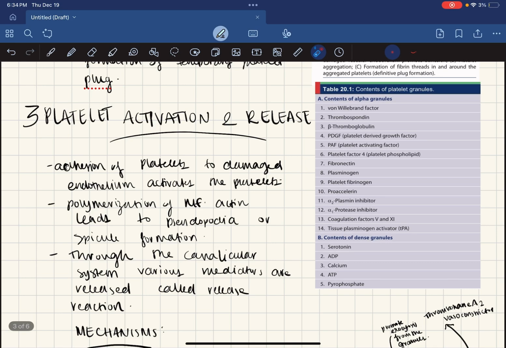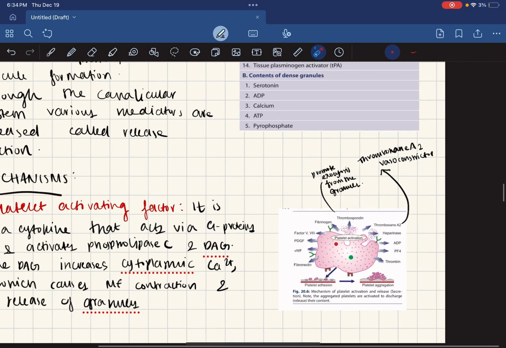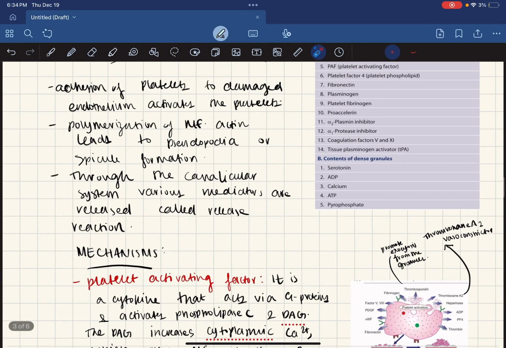Adhesion of the platelets to the damaged endothelium activates the platelets, and it leads to the polymerization of the microfibrillar actin which is present in the platelets, and it leads to pseudopodia or spicule formation. Because of this activation, these pseudopodia or spicules are seen on the top of the platelets. And along with that, through the canalicular system, various mediators are released, and that is known as the release reaction.